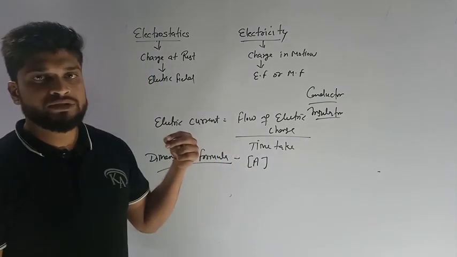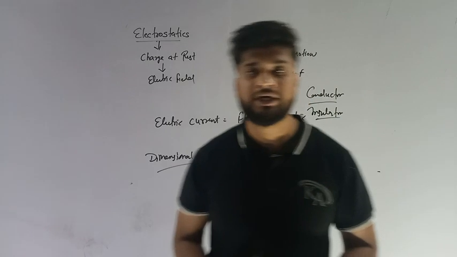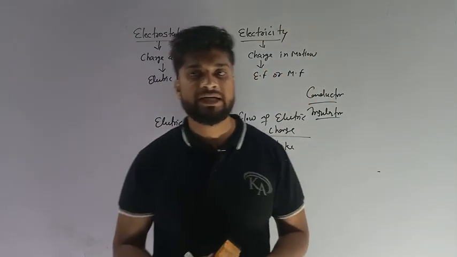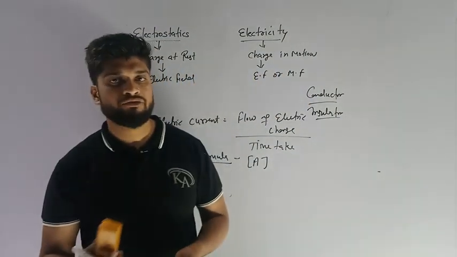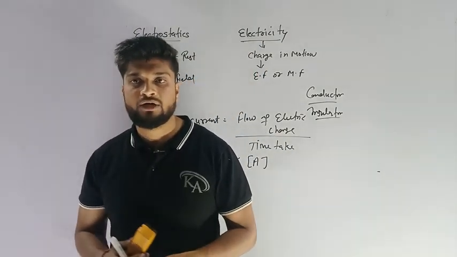Why? Now the question arises: why is electric current a scalar quantity? Because it does not follow the vector law of addition. So electric current is a scalar quantity.